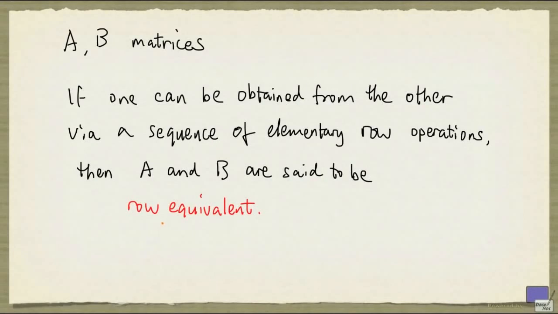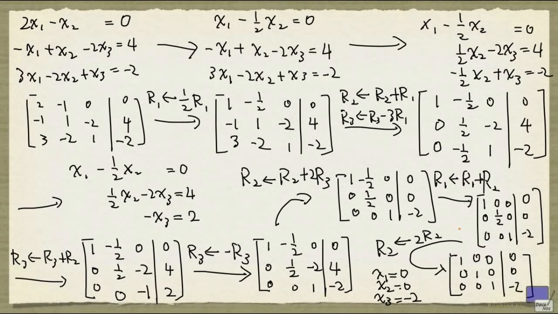I'm going to wrap up with some terminology. Say you have 2 matrices A and B. If one can be obtained from the other via a sequence of elementary row operations, then A and B are said to be row equivalent. So for example here, if I look at the last 2 matrices, I know that the one down here can be obtained from the one up here by an elementary row operation, but I can also obtain the matrix up here by multiplying the second row of this matrix by a half.